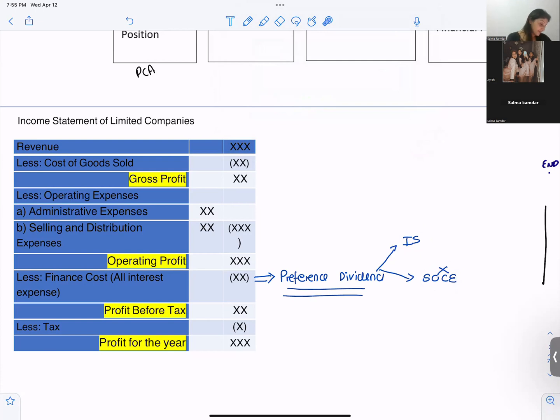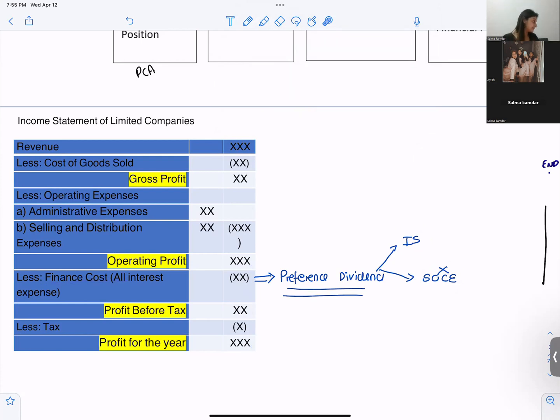Okay. So operating profit minus finance costs will give you the profit before tax. Minus the tax, and you'll get the profit for the year. What comes under finance cost?